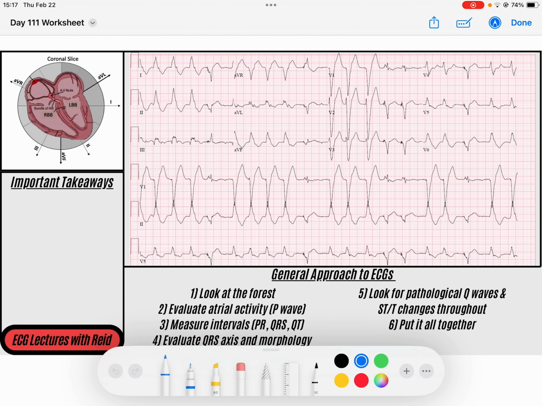So let's jump into it. The first thing we're going to do is look at the forest, and the trees of our forest are the QRS complexes.